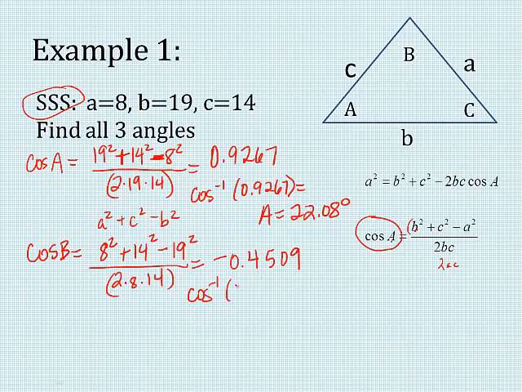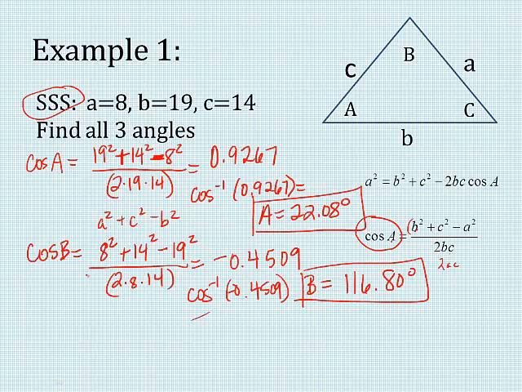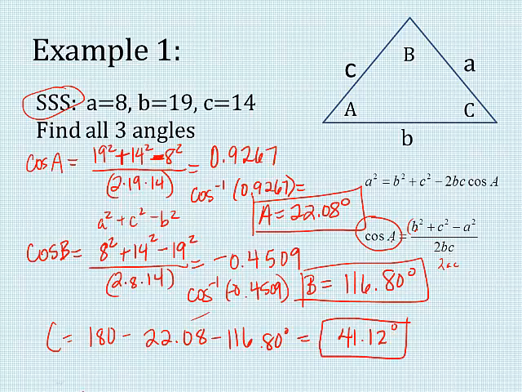Okay, so I have to do inverse cosine. Don't forget this part. And I find out that angle B then is 116.80. All right, so I have angle A, angle B. I could go through all this to find angle C, but I don't have to. To find angle C, all I have to do is 180 minus the two that I know, and that'll give me what angle C is. I get 41.12 degrees. That's my angle C. So you can use this to find all three angles.